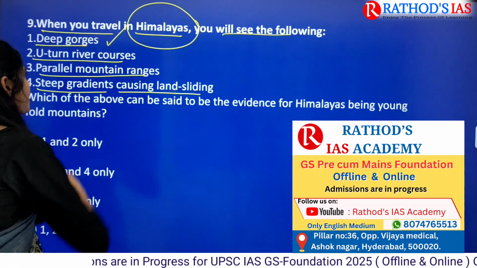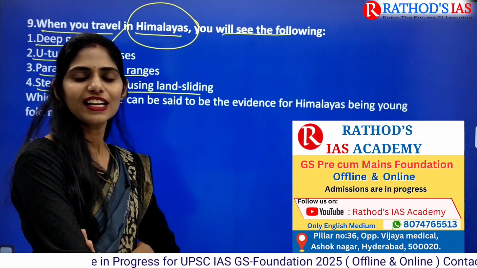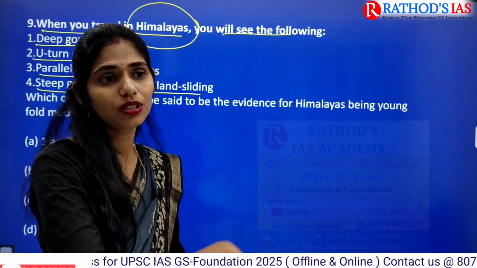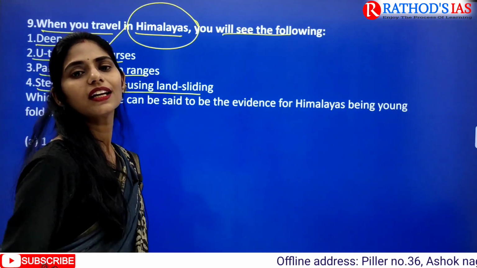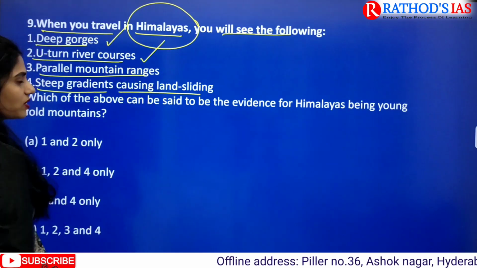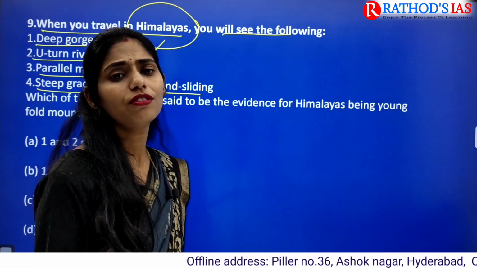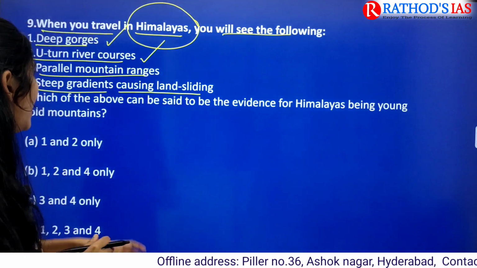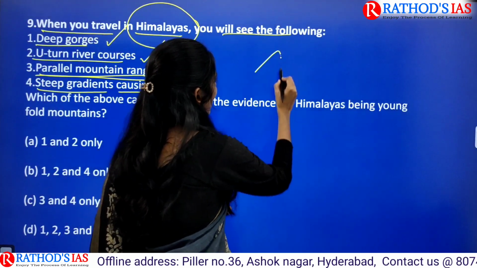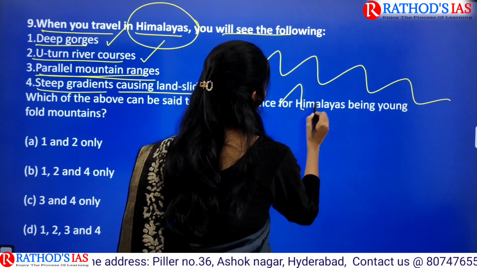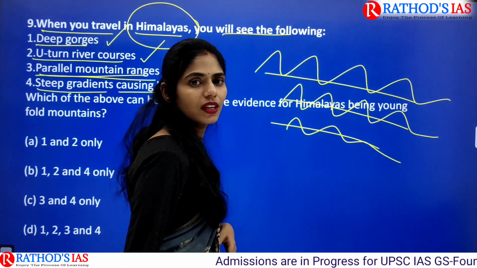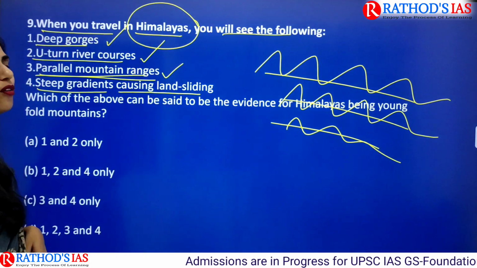In this Himalayas. And in yesterday's class we discussed the U-shaped bending, that is, the syntaxial bending, that led to the turning of the Brahmaputra into India in the Arunachal Pradesh region. Yes, we can see U-turn river courses. So the Brahmaputra is an example of a Himalayan river system, correct? And the next one is parallel mountain ranges. If you see the mountain ranges, we have the Greater Himalayas, the Lesser Himalayas, and the Sivaliks. They are parallel ranges. Yes, we can say parallel mountain ranges.